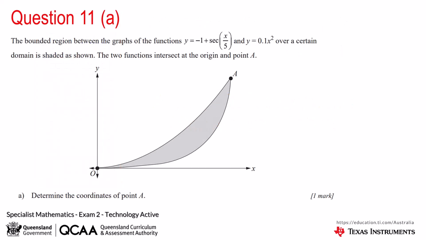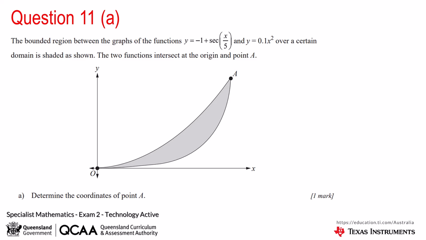Question 11A is worth 1 mark, and you've been given two graphs and a bounded region between the graphs. The graphs are y equals -1 plus sec x on 5 and y equals 0.1 x squared, and they've been given over a certain domain. You can glean from the diagram that the graphs intersect at the origin and at a point A. And in part A, which is worth 1 mark, we are asked to find the coordinates of A.